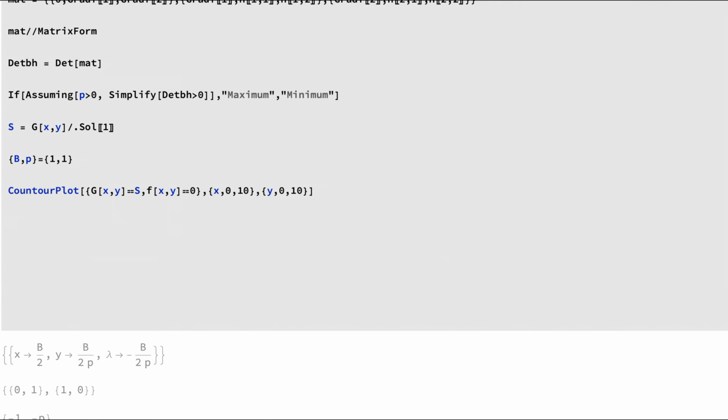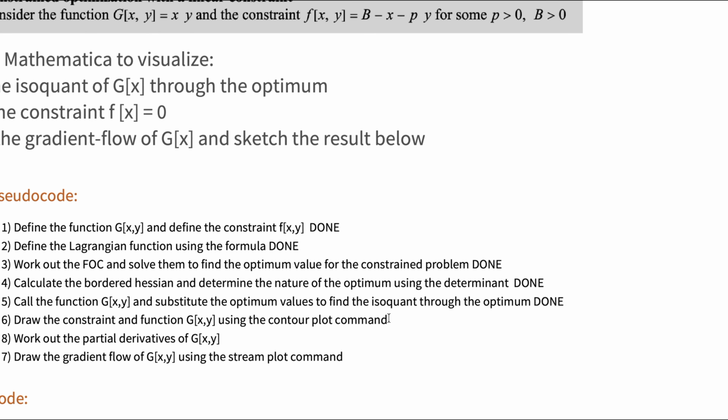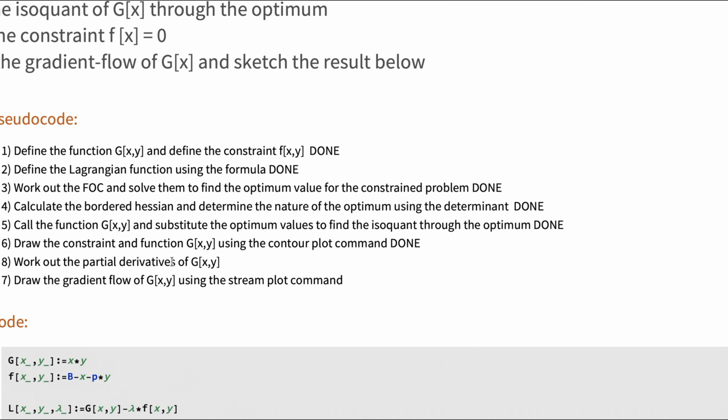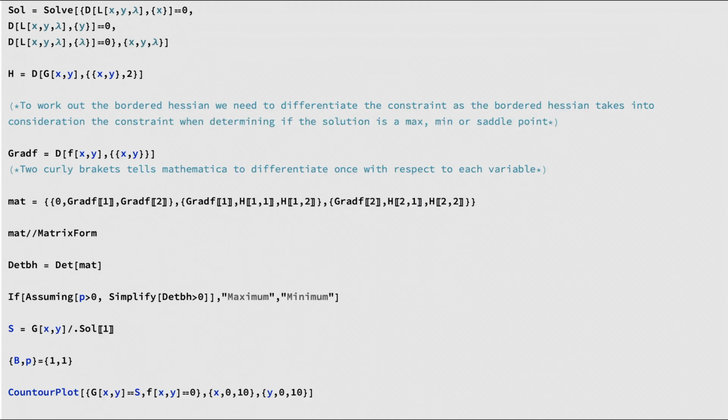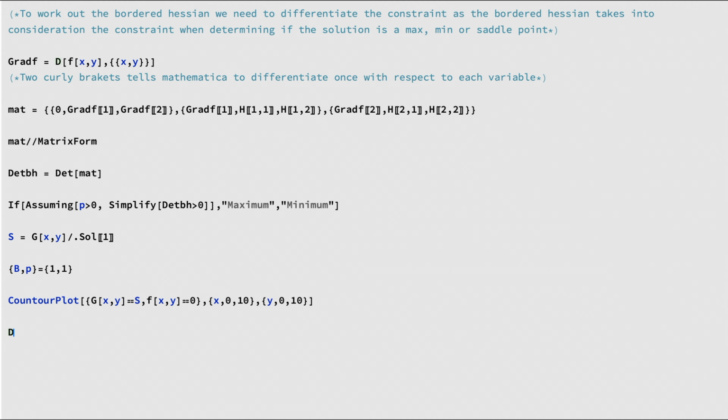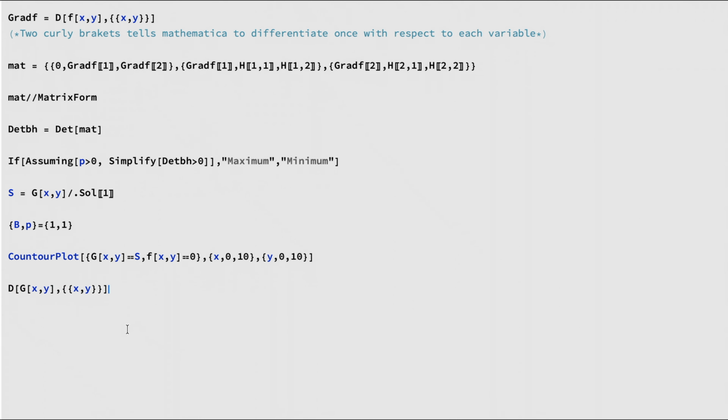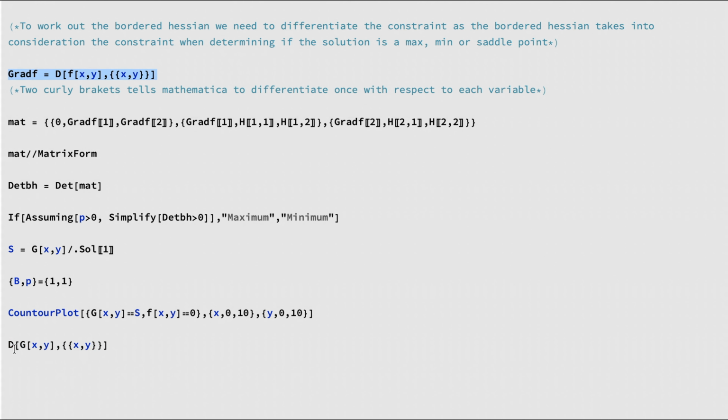Before I do my stream plot, I will have to work out the partial derivatives of the function g of x, y. In order to do that, I will take the derivative of g of x, y, differentiating with respect to x and then with respect to y. So exactly the same as what we've done over here. I'm going to label this grad g.